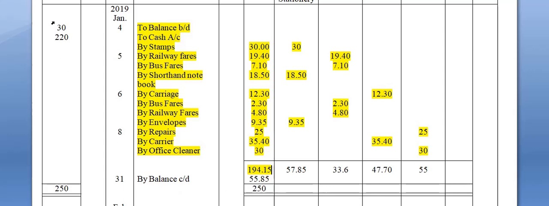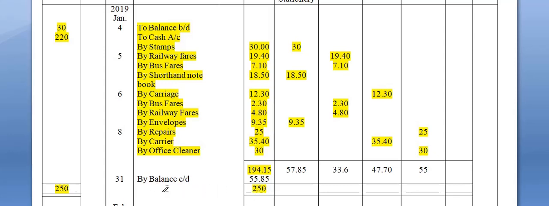So 30 plus 20, sorry, 220, it will be 250. So you draw a single line out here and write 250. And this 250 is the total amount. So since it is a total amount, you have to draw double lines out here. Many of you have not drawn this double line while doing the project work. So this 250 is the same total, so it should come here.